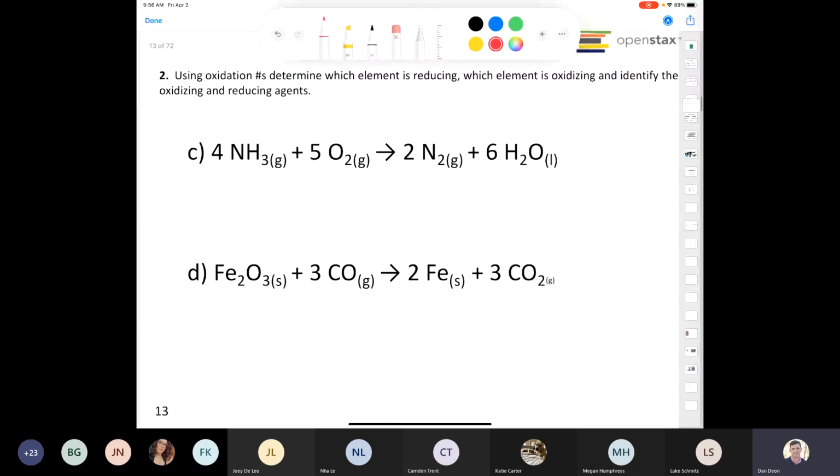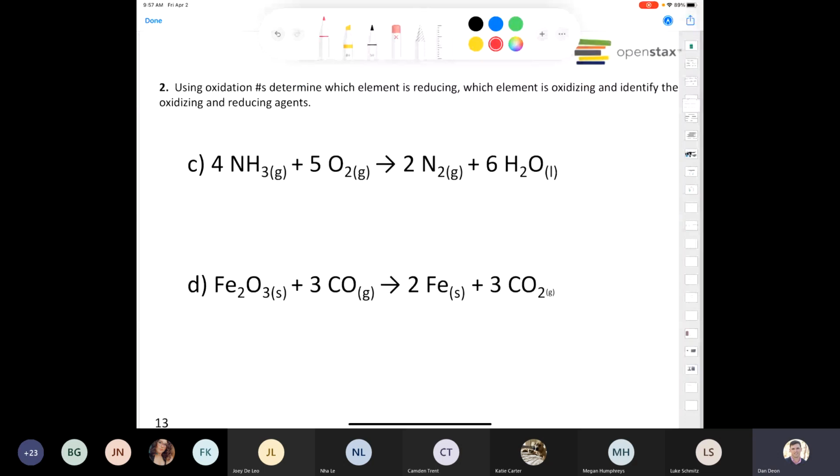Okay, let's take a look at another one. We'll take a look at the next one kind of quickly. And of course, I have the answers to these posted on Canvas. Let's just take a look at C. I have ammonia plus oxygen gives me nitrogen and water. The elements that are in their free state, you could just put a 0 on top of those very quickly.